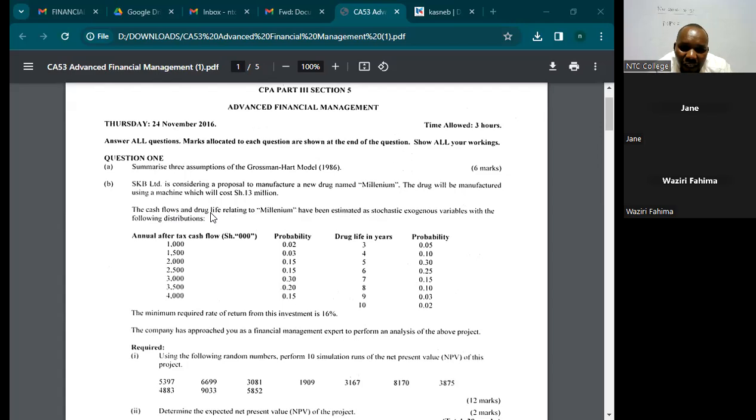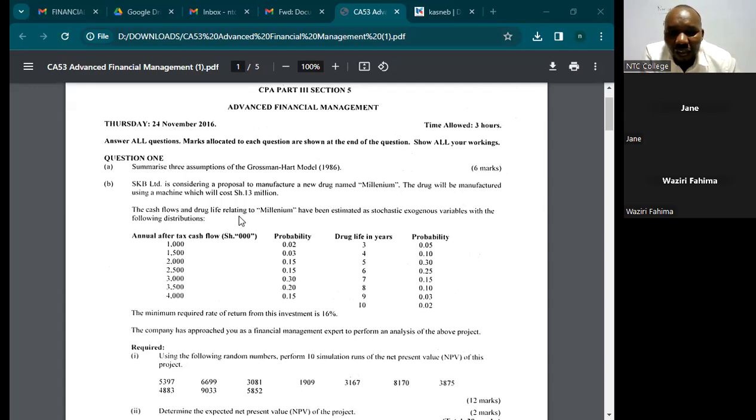Another thing, they are telling you the drug life. That means that is the duration that the drug can take before it expires. So that means that once that drug is manufactured, it will stay for that period while still generating revenue for you. The drug can last that long as it generates revenue.